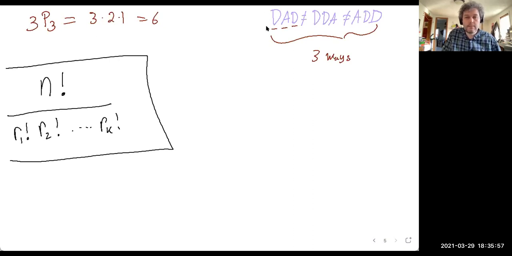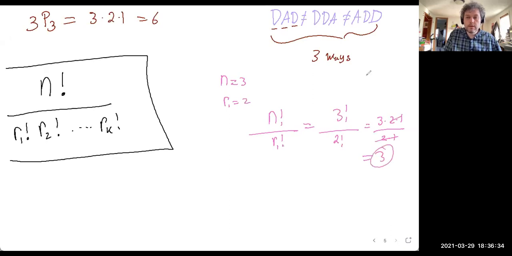Let's see if I can make this DAD work out. So there's 3 letters, so n equals 3, just like before. But how many repeats do I have? I have 2 repeats, so I'll say r1 equals 2. I have 2 D's. So the number of permutations, I only have 1 repeat, so this is 3 factorial over 2 factorial, which is 3 times 2 times 1 over 2 times 1. It's just 3.